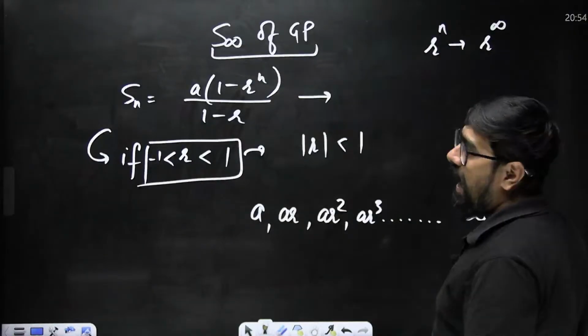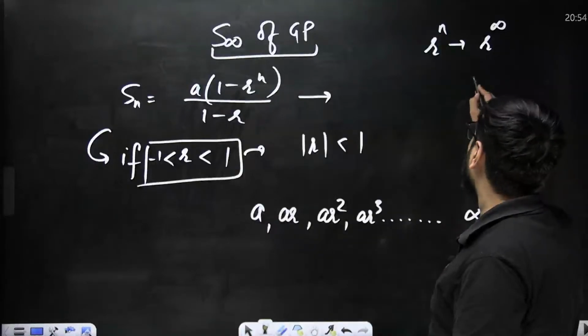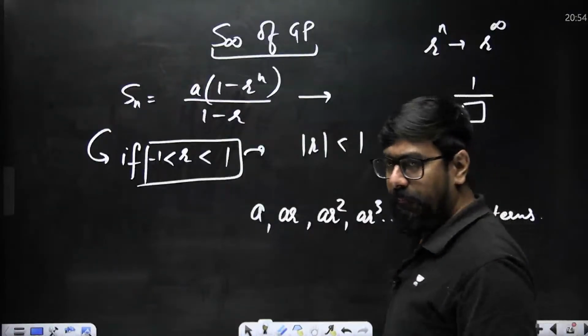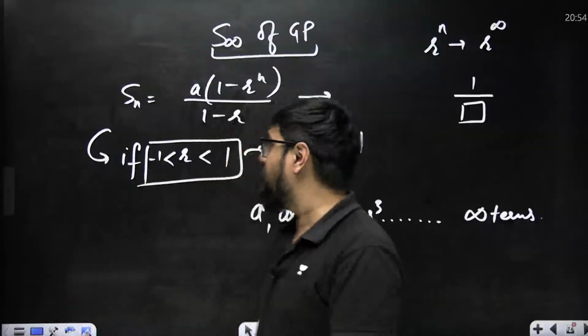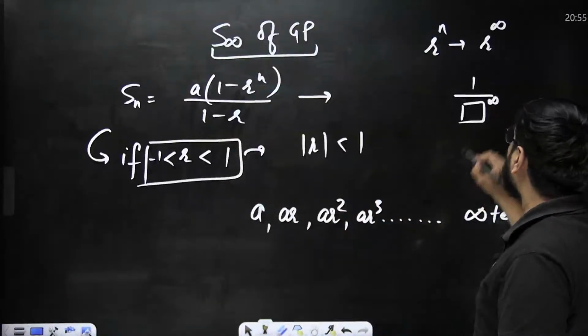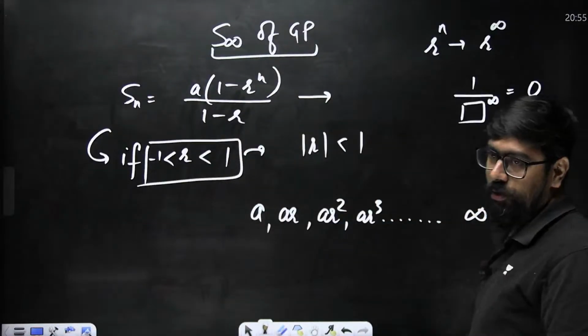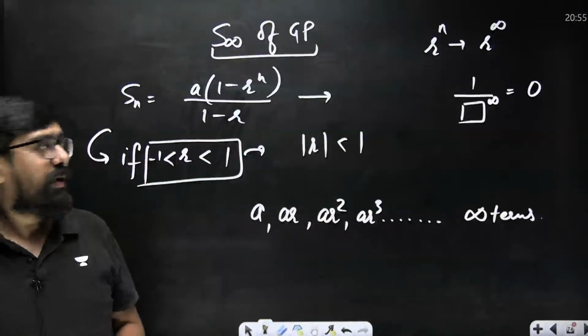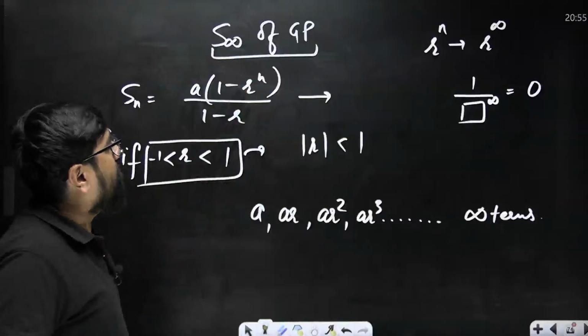And because your r is between 1 and -1, it will be 1 divided by something. This 1 divided by something to the power infinity will become 0. 1 divided by a very large number is approximately equal to 0. That means this term is going to become equal to 0.